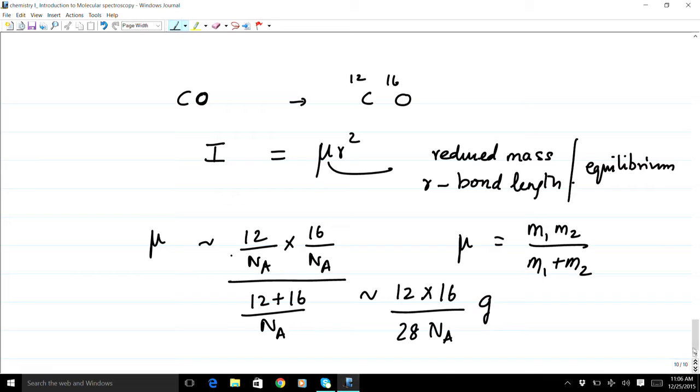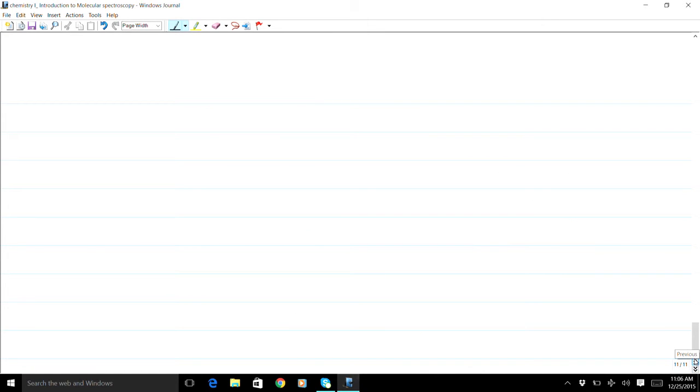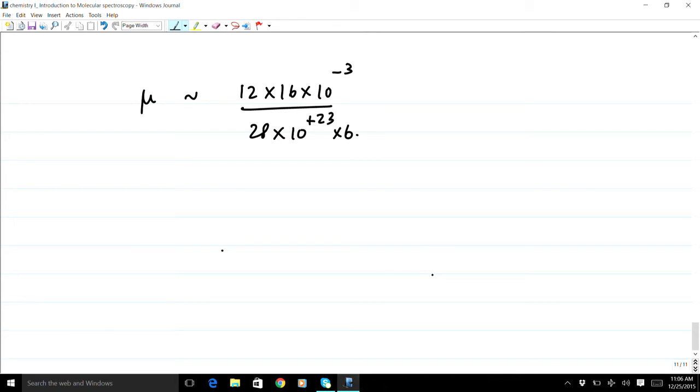This is in grams. Of course, we would use joules, and therefore the SI units we have to use. So, mu is approximately 12 times 16 times 10 to the minus 3 divided by 28 into 10 to the 23 into 6 point something. Let us keep it as 6.022. So, let us do a simple calculation. 2 into 16 is 32 by 28, roughly keep it as 1, you are looking at 10 to the minus 26 kilogram. Okay. Order of magnitude, that is what you are looking at, and that is mu.